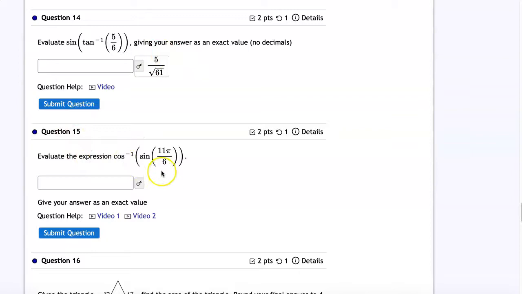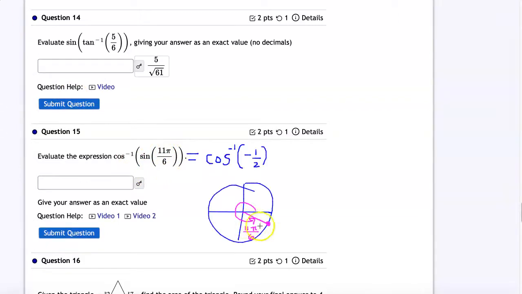Now we're going to go ahead and look at this one. We're again looking for an exact value. So in this particular case, we are going to use the unit circle to find the sine of 11 pi over 6. So 11 pi over 6 goes from 0 all the way to here. And so this point right here has the x-coordinate root 3 over 2 and the y-coordinate of -1/2. And that tells us that the value for the sine of 11 pi over 6 is then negative 1/2.